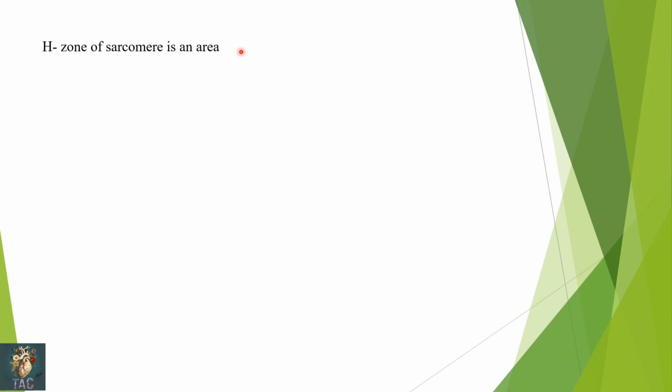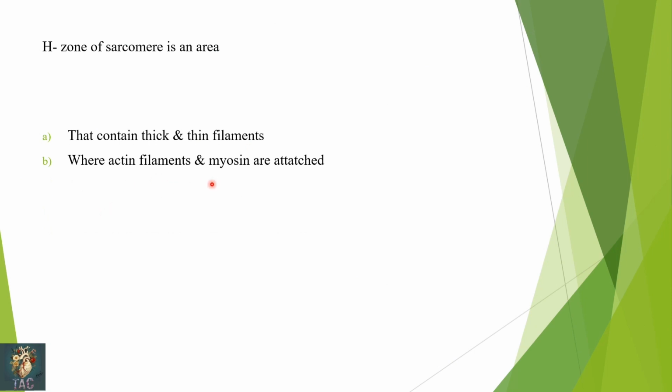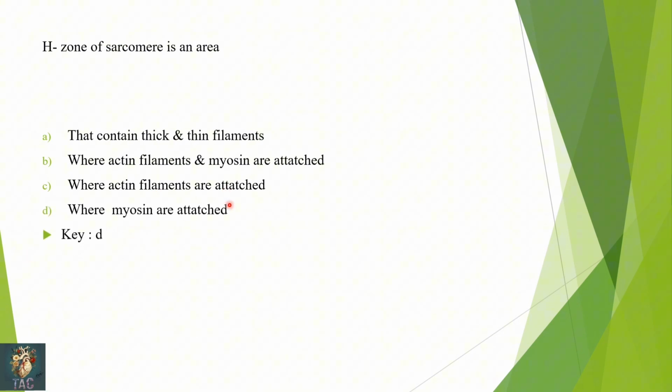The H zone of the sarcomere is an area that contains the thick and the thin filaments, where actin filaments are attached, where myosins are attached. So this is the answer, because the H zone is the area where only the myosin filaments are present, and it is given the name of the H zone.